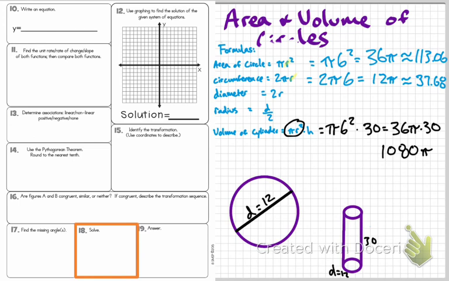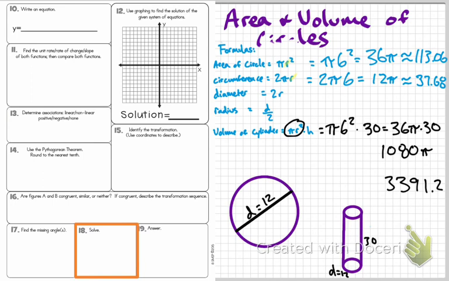Again, that's the most accurate answer that I could get. If I wanted to approximate, I could use 3.14 as my value for pi, and I could get an approximate answer of 3,391.2.